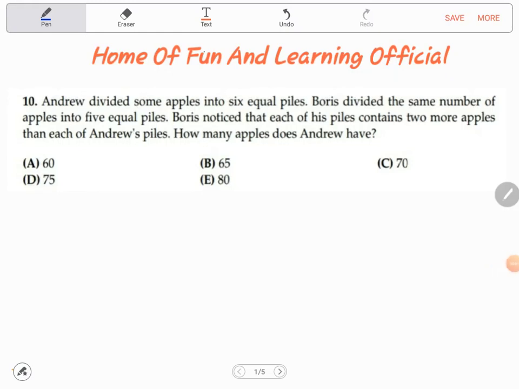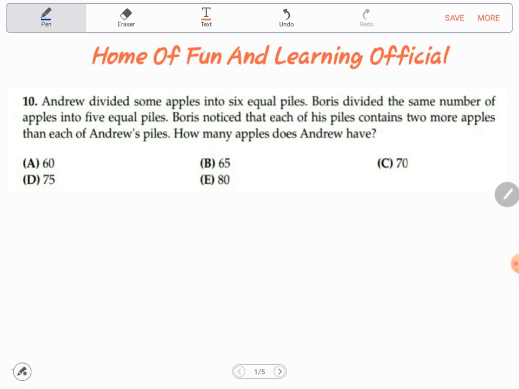Today in this video I will be continuing with IKMC 2019 Cadet level 7th to 8th section 1 3-point problems. So let's get started. Question number 10 says Andrew divided some apples into 6 equal piles.